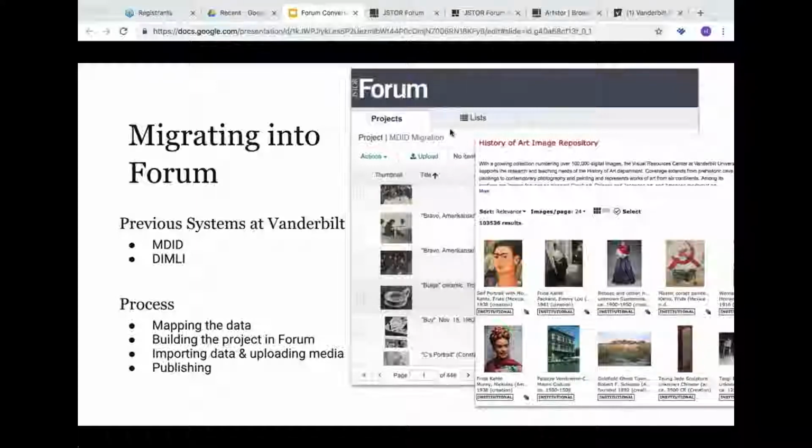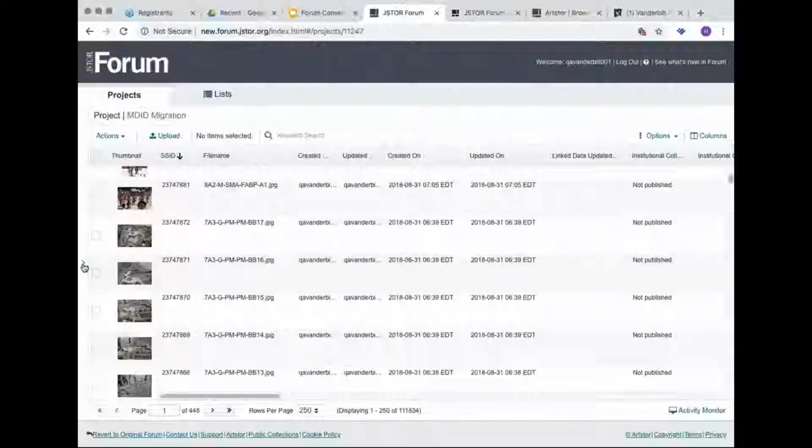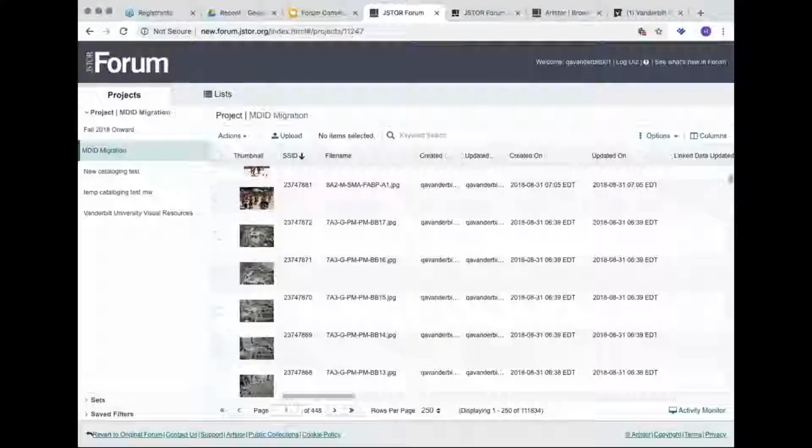All right. One of the things that I actually did want to point out here is, and I'm going to jump into the actual Forum environment for Vanderbilt's collections, because Shelby, when you were mentioning before that you guys planned to migrate the MDID data and then just not touch it and move right along, one of the things that was implied there is that you've also got this second project now where you do all of your new original cataloging that has taken place since the migration, right? That's what this fall 2018 project is?